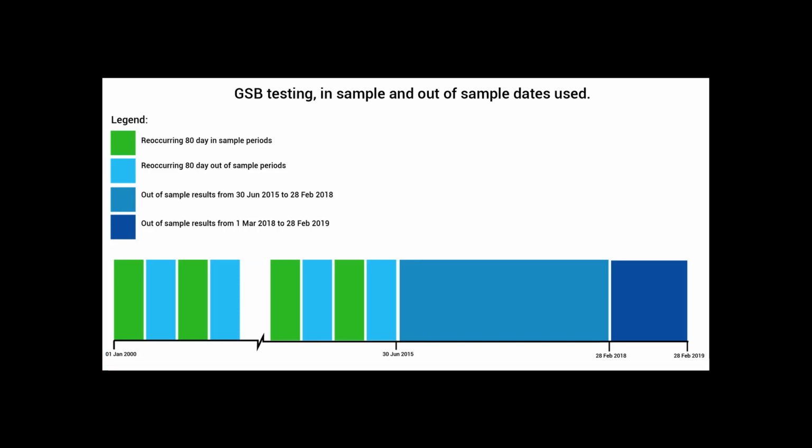Then we're going to use the period from 30th of June 2015 to February 2018 as one out of sample period. Then we're going to use from February 2018 to February 2019 as an additional out of sample period. Dates after this are still unseen data, which we can again use for further validation.